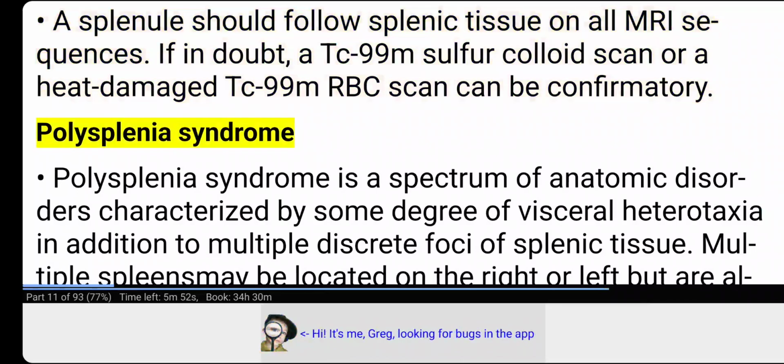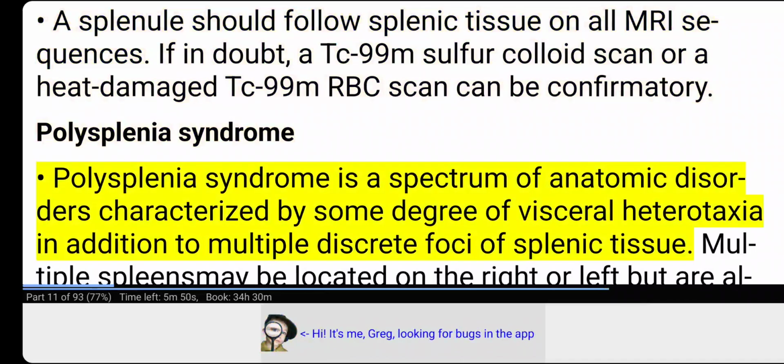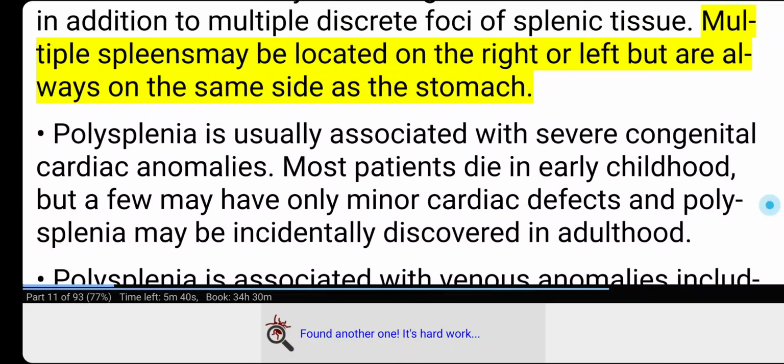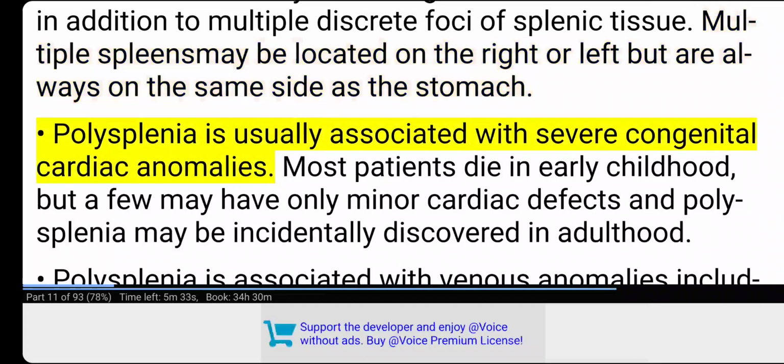Polysplenia syndrome. Polysplenia syndrome is a spectrum of anatomic disorders characterized by some degree of visceral heterotaxia in addition to multiple discrete foci of splenic tissue. Multiple spleens may be located on the right or left but are always on the same side as the stomach. Polysplenia is usually associated with severe congenital cardiac anomalies.